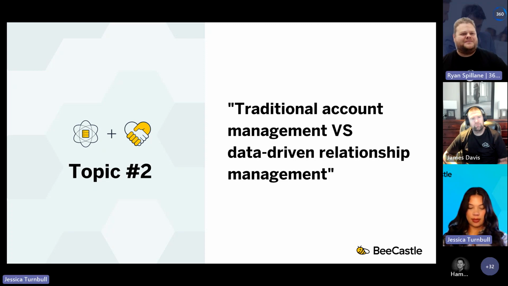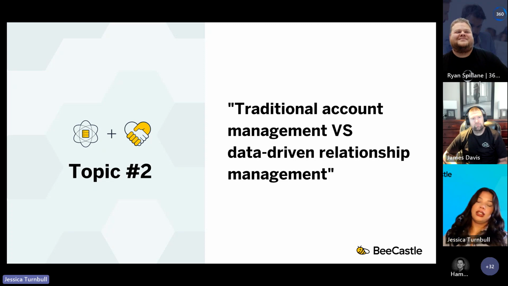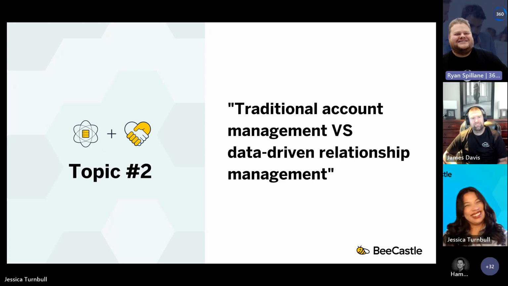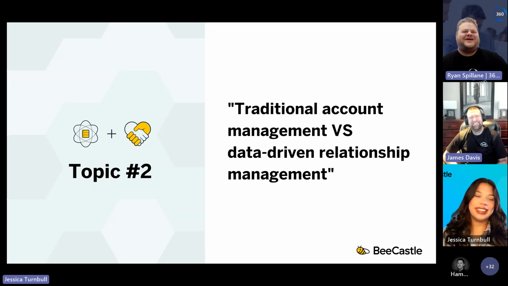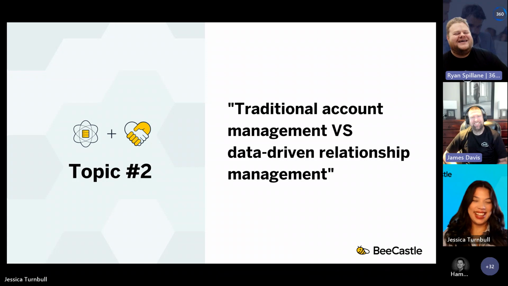What would your advice, guys, be for MSPs that are starting sales teams and bringing in that traditional account management or trying to move to data relationship management? What would your first action be for them to start to understand, to bring that into their business? Yeah, this is a religious debate here. Next, we'll get on to BDMs versus account managers.